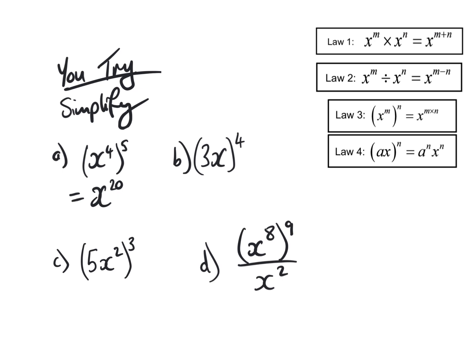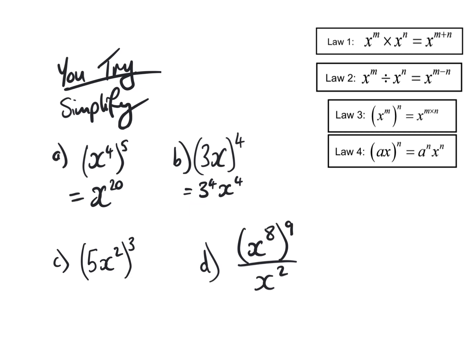In example B, we have a product inside the bracket, 3 times x, so two things multiplying each other. So this is the power of a product, which is this law here, which means this power will act on each individual term. So the power of 4 will act on the 3, and the power of 4 will act on the x, giving us 3 to the power of 4, x to the power of 4. Now, I need to go a bit further with this one because I would want to work out what 3 to the power of 4 is.